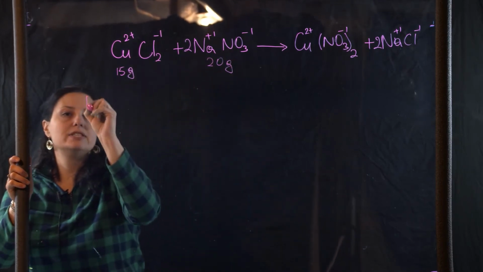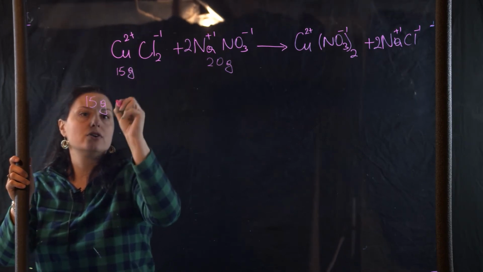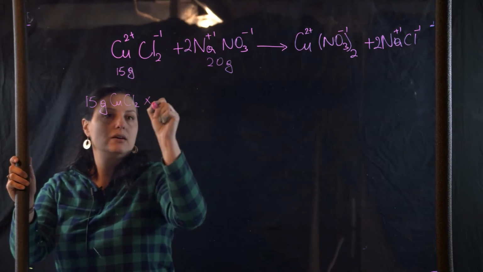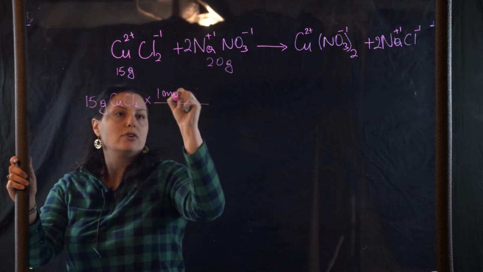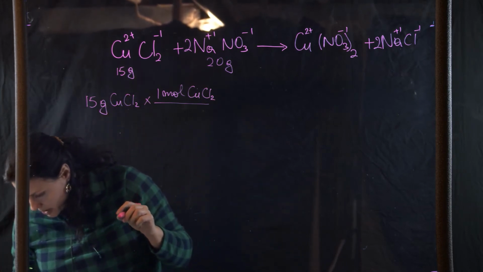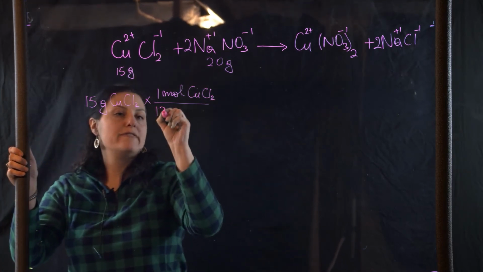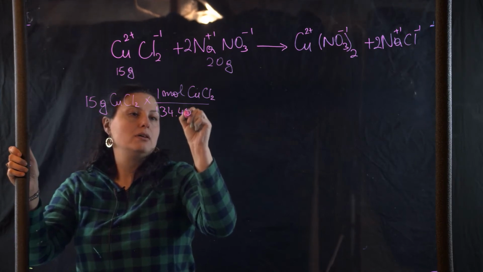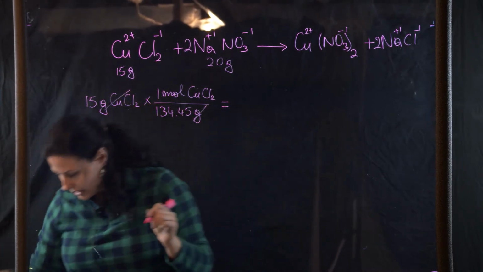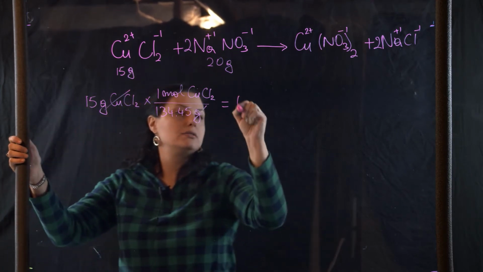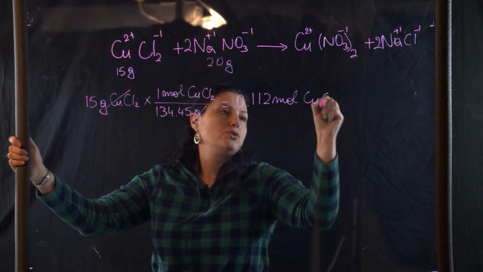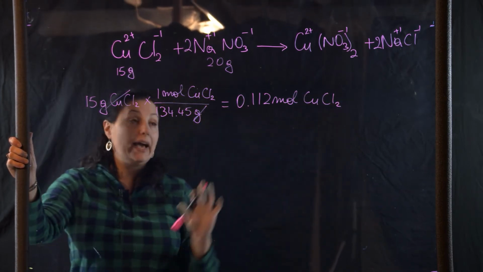I take 15 grams of copper(II) chloride, and I know 1 mole of copper(II) chloride weighs 134.45 grams. My grams will cancel, and this will give me 0.112 moles of copper(II) chloride. Okay, I converted it to moles.